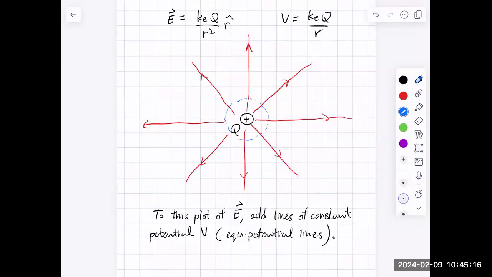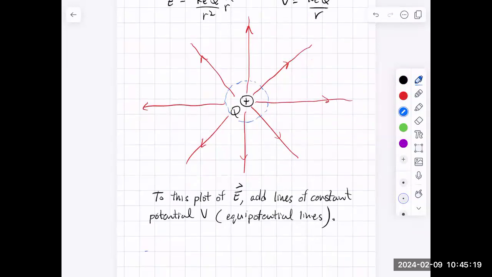Let's make a little legend here. These are equipotential lines, and this is the electric field. Okay, so that's one equipotential line. I could draw more. So this one would be like this. It's just another concentric circle. This would be a potential V1. This would be potential V2.